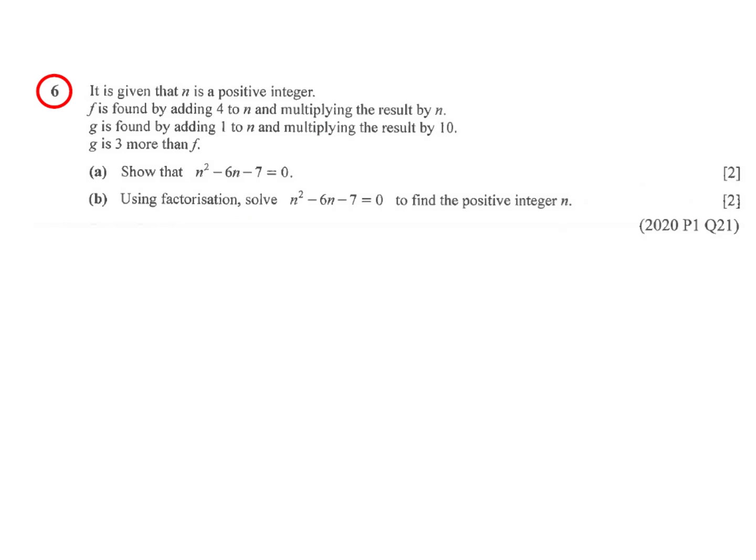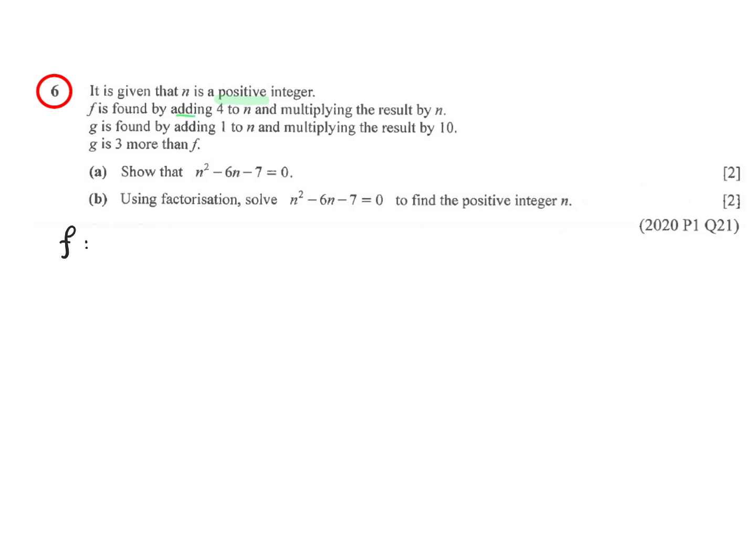Next question. Now, in this question, we are going to look at solving quadratic equations using factorization. And we're going to look at a simple word problem. Alright, let's take a look at this question. It's given that n is a positive integer, so n must be a positive number. F is found by adding 4 to n. So there are a few numbers over here. What is letter F? F, the unknown, is adding 4 to n.